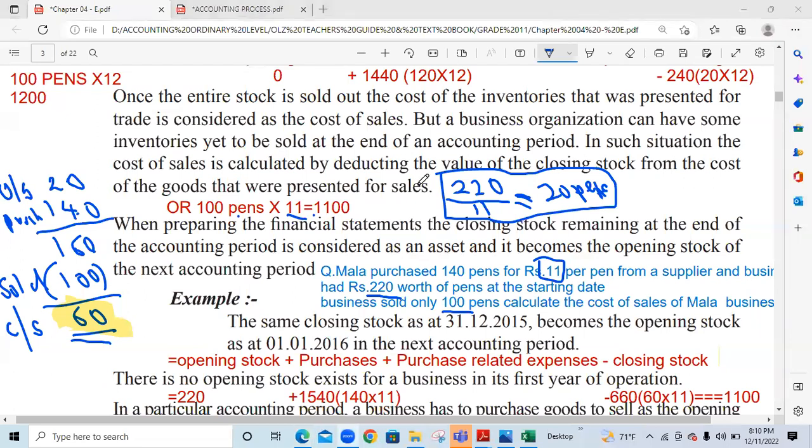Okay, so yeah. What is that 60? This is the closing stock, 60 pens. At the end of the period, you have 60 pens remaining. Okay, so that's the main purpose, Farhad. Yes, Amna.